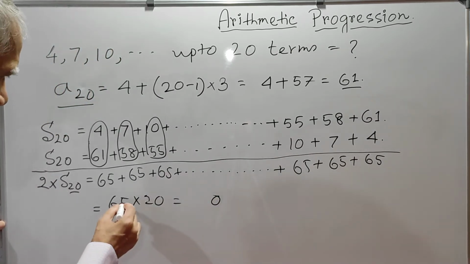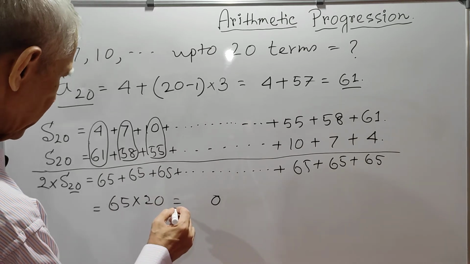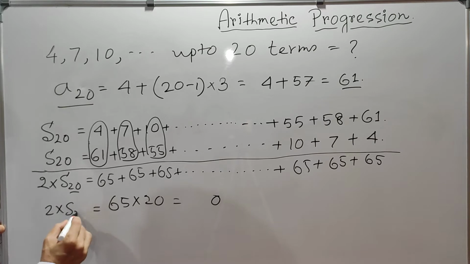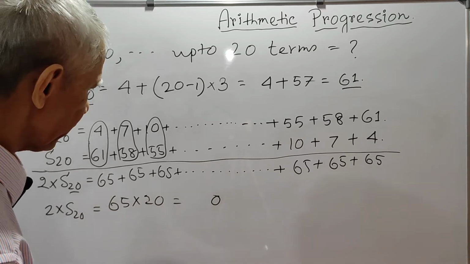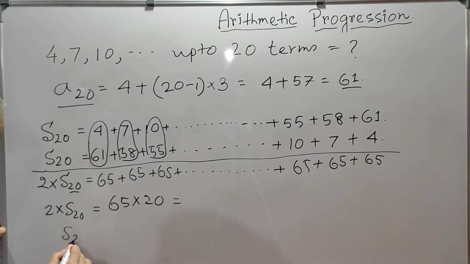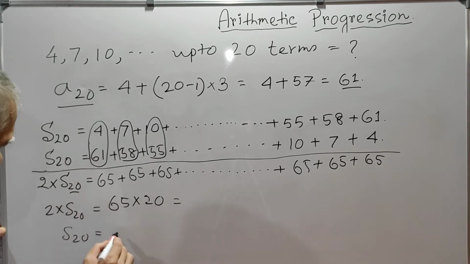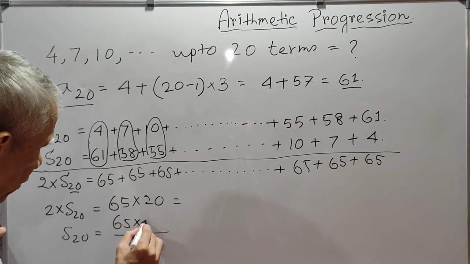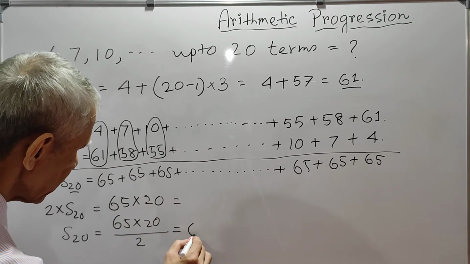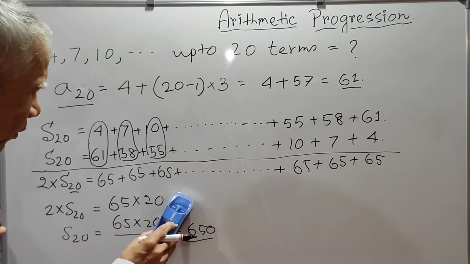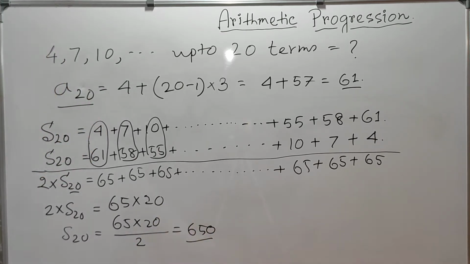So what do you get? 65 into 20. So 2 into S20 is this one. Therefore, what will be S20? Because we need only S20. So S20 will be this divided by 2. That means 65 into 20 by 2. That means we get 650. So this is the answer. You see, 650 is the answer.